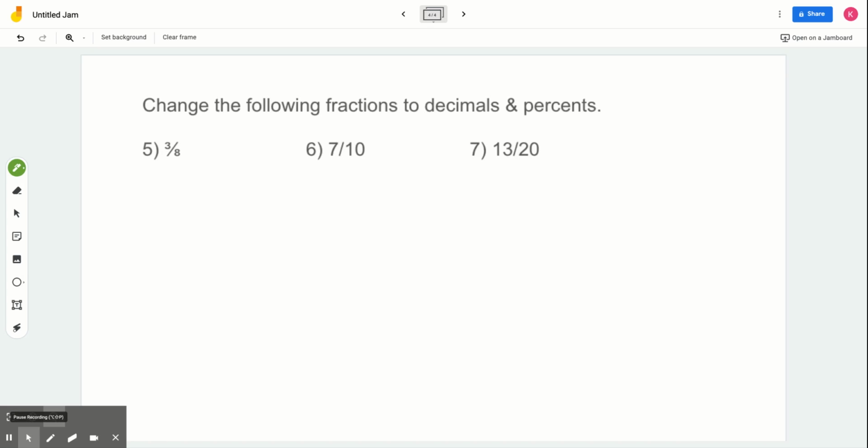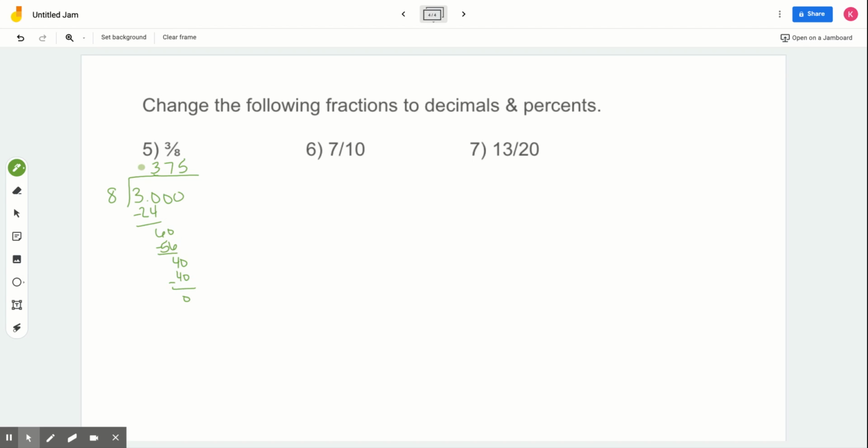When you're trying to change fractions to decimals and percents, one method that you can always use is to divide. So remember that we always put the top number inside the house. 8 goes into 30 3 times. 8 goes into 60 7 times. 8 goes into 40 5 times.